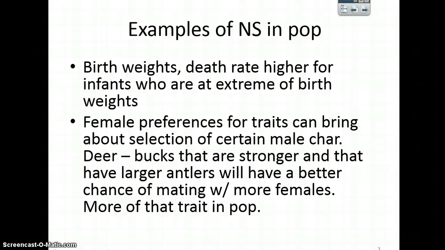Okay. Now you may try to argue with me and say, well, there's not a lot of bucks out there with large antlers. Well, that's because we have humans hunting them and killing them. But we can't not do that because otherwise the deer population would become enormous, and then that causes a lot of other issues.